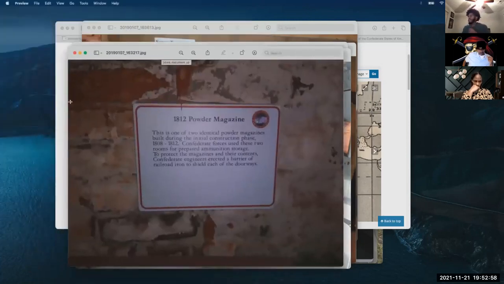This is one of two identical powder magazines built during the initial construction phase, 1808 to 1812. Confederate forces used these two rooms for prepared ammunition storage. To protect the magazines and their contents, Confederate engineers erected a barrier of railroad iron to shield each of the doorways. So this is at the beginning of the first Seminole War. We can see they were already stopping trade as early as 1808, 1812. Correct. Wow.